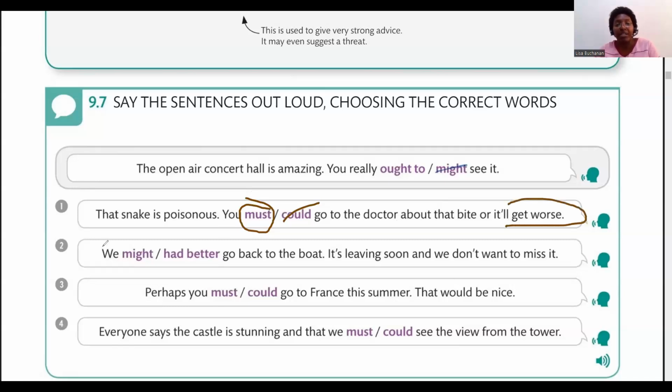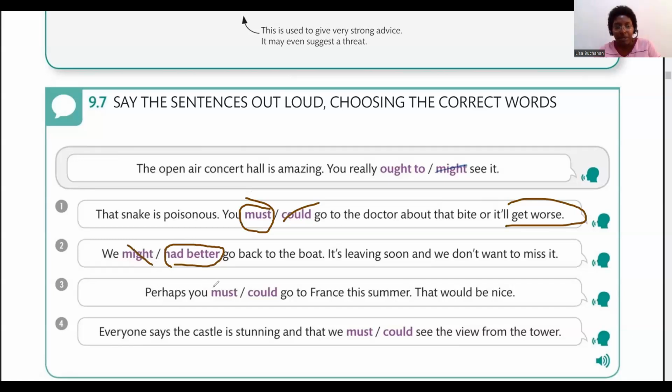Second sentence, we might or had better go back to the boat. It's leaving soon and we don't want to miss it. So we are going to use had better. Yeah, because again, we have negative consequences, very strong. So we're going to say had better. Yeah, we don't want to miss the boat.